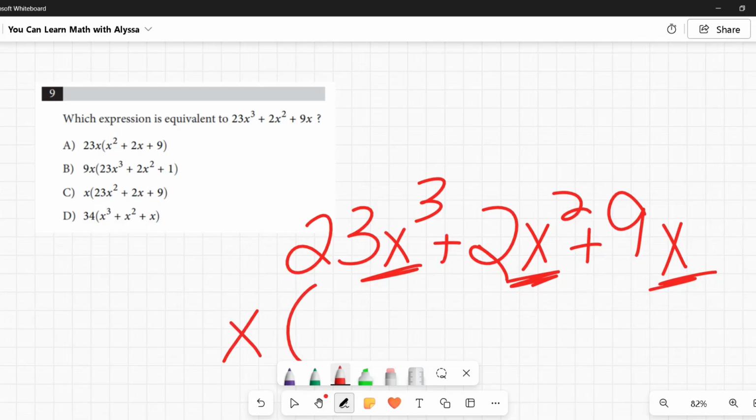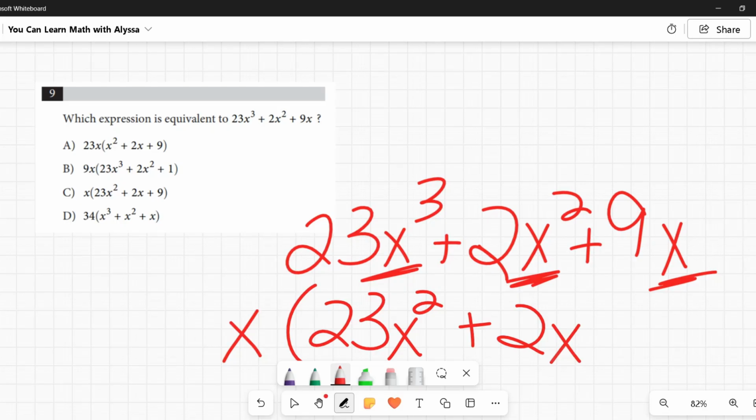I can pull out an x. That leaves two x's, 23x squared, with the 23. It leaves a single x with the 2, and it takes away the single x that was with the 9. And that's it. That's all we have to do.